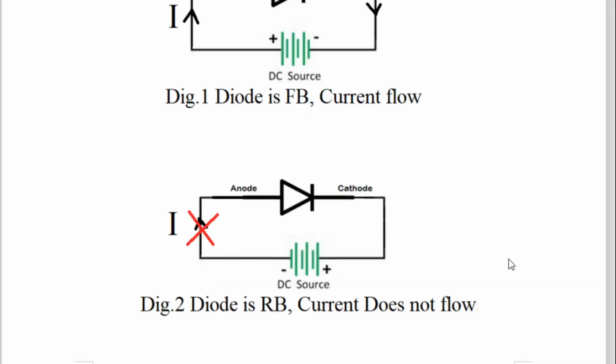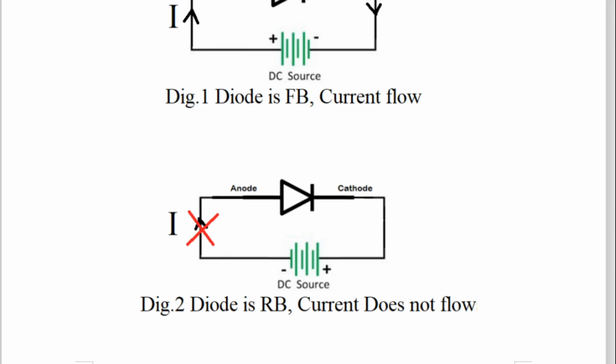And here you can see in this diagram, the anode is there, the cathode is there, but the anode of the diode is now connected to the negative of the battery and the cathode of the diode is connected to the positive of the battery, and in this case current I will not flow through the PN junction diode, and the diode does not allow the reverse current to flow through it other than the leakage current. So the diode is reverse biased, current does not flow. This is a very simple representation.